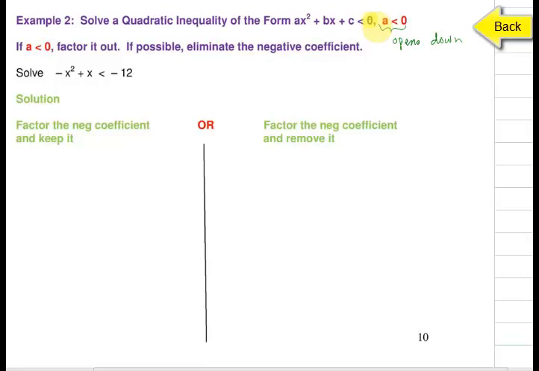Okay, so let's rewrite this as negative x squared plus x, and we want to bring the -12 over to the left. It becomes positive, and then put less than 0. Okay, so we're going to take a look at 2 ways to approach this question. On the first one, we're going to factor the negative coefficient out and keep it. And in the second method, we're going to factor the negative coefficient out and remove it.